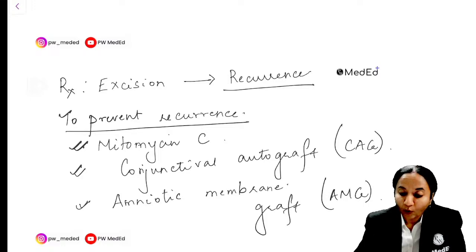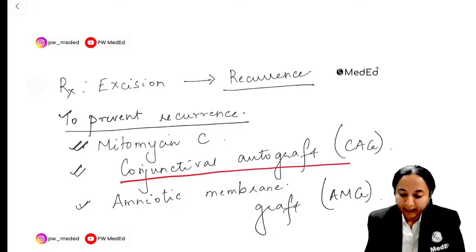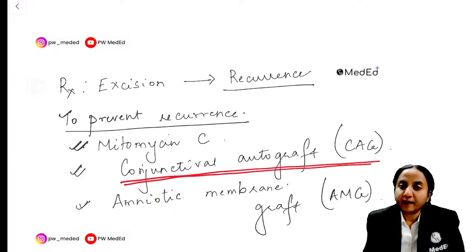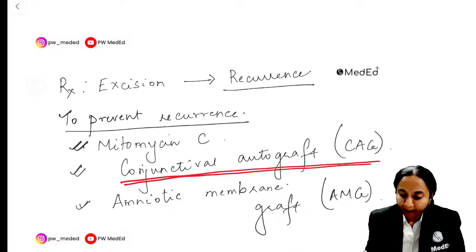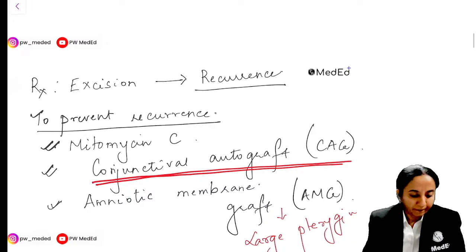But if we are asked what is the most commonly done method, which was asked recently in one of the exams, what will you tell? We have learned that these are the three methods, but what is the most commonly used method? The most commonly used method is conjunctival autograft. This you should know. Mitomycin C, conjunctival autograft, amniotic membrane graft for large pterygium, and the most commonly used method is conjunctival autograft, that is CAG.